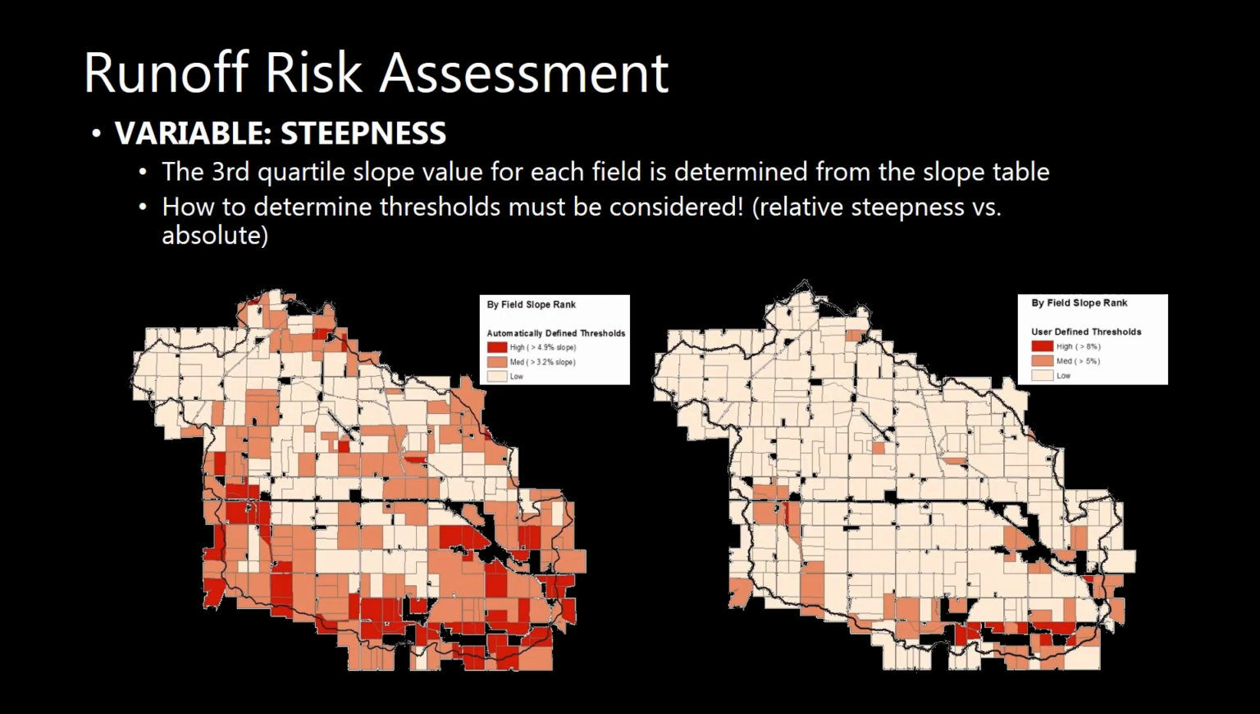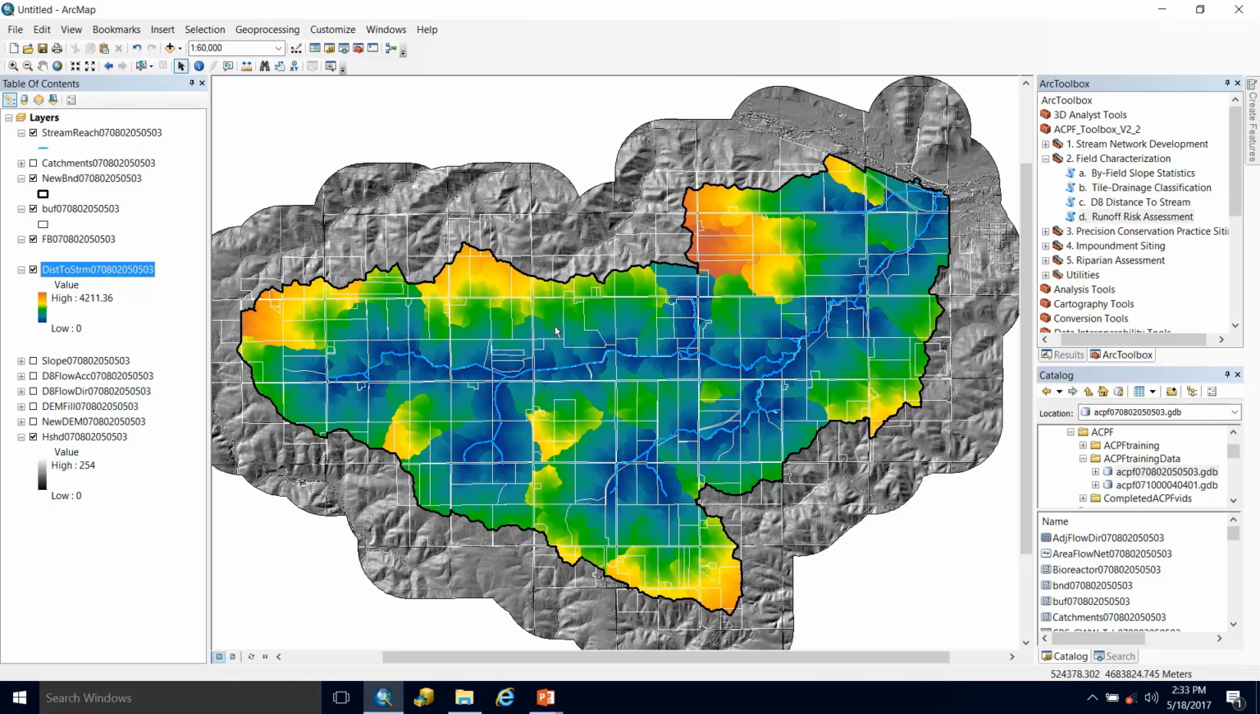We can see here that if we let the tool automatically break it down, slopes of just about 5% or greater were considered to be at high risk, where in reality that's probably not the case. So for the steepness variable, it may make more sense to actually define your high and medium threshold value.